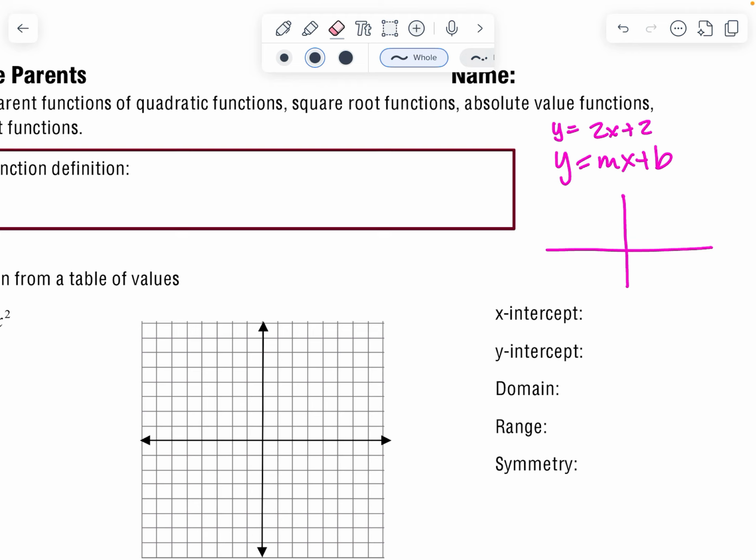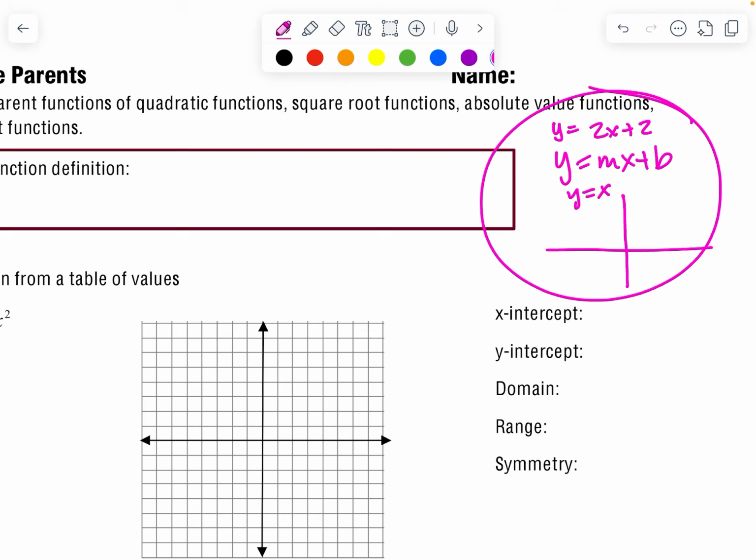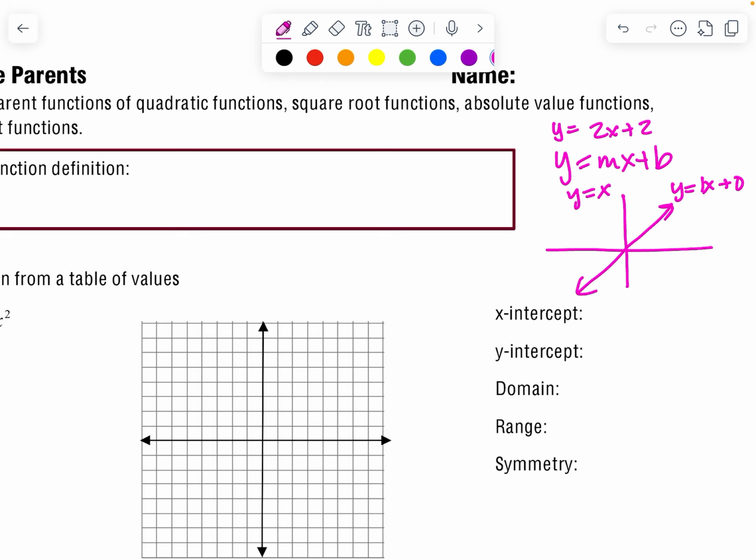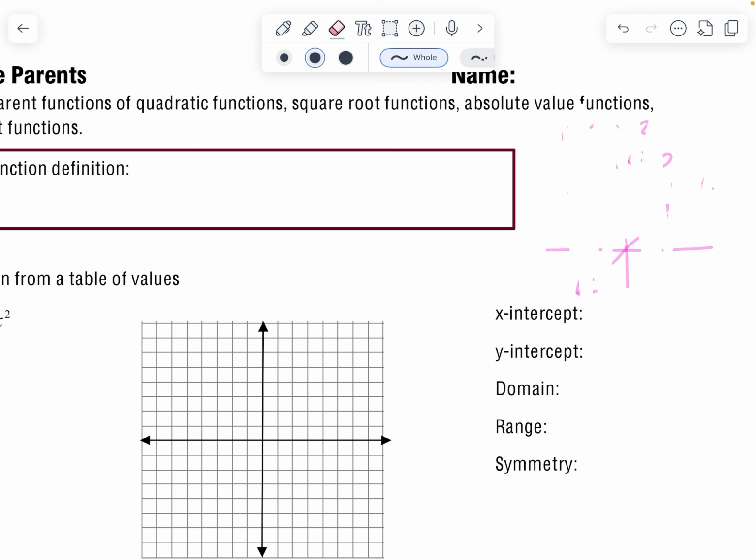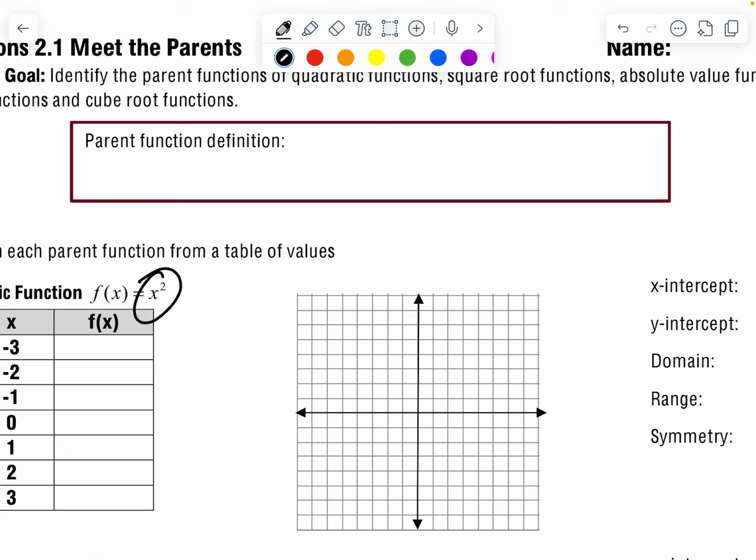The simplest form of y is equal to mx plus b is actually just y is equal to x. Sorry, anything in pink you don't have to copy down if you don't already know that. Y is equal to x. It's the most basic form. It means your slope is 1, your y-intercept is 0, and it looks just like this. This is the parent function for all linear functions, all linear equations. So a parent function, for instance, x squared for anything quadratic.